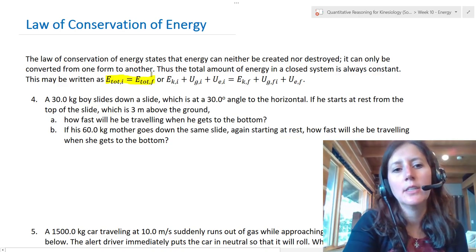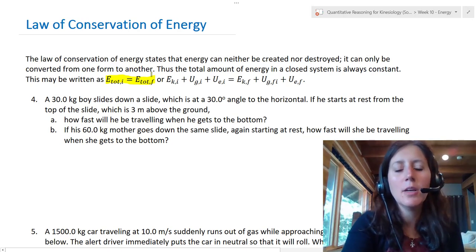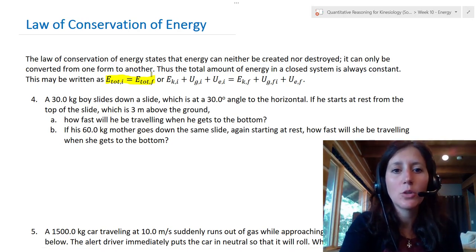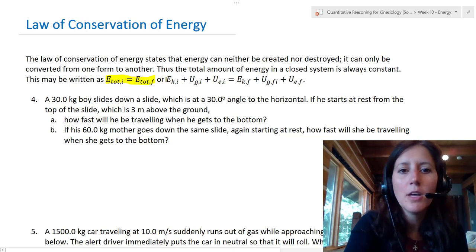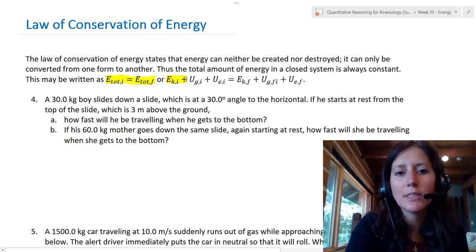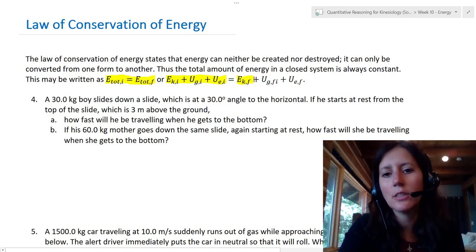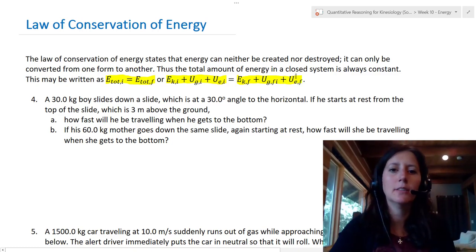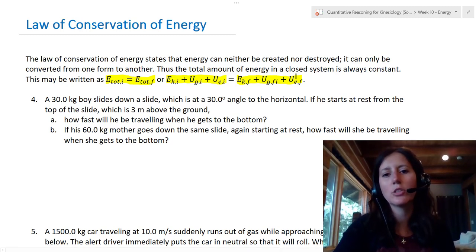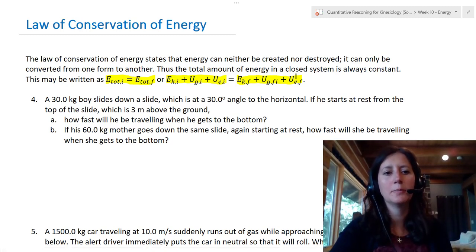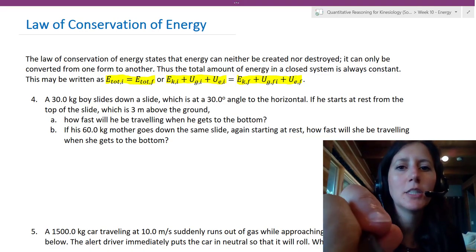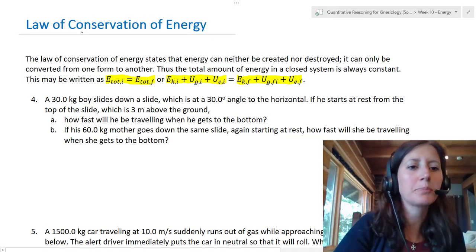energy final. Now we can split up the types of energy based on the ones that we're using in this course. So we have the sum of the kinetic energy, gravitational potential energy, and elastic potential energy initially has to equal the sum of the kinetic energy, gravitational potential energy, and elastic potential energy final. Okay, so the total energy that we have initially has to equal the total amount of energy we have final. So let's use that information to work on question 4.